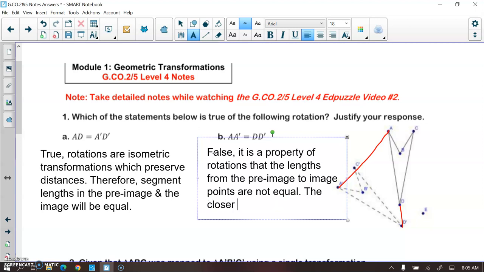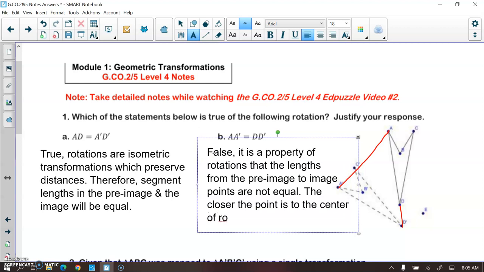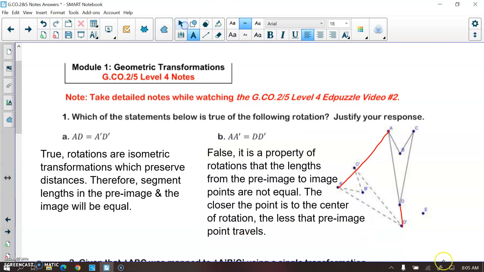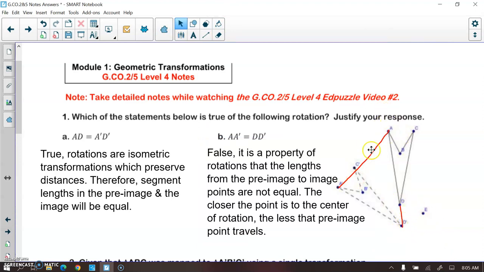The closer the point is to the center of rotation, the less that pre-image point travels. So as we can see, that D is closer to the center of rotation, so it traveled a lot less than point A, which was a lot further from the center of rotation. All right, so moving on.